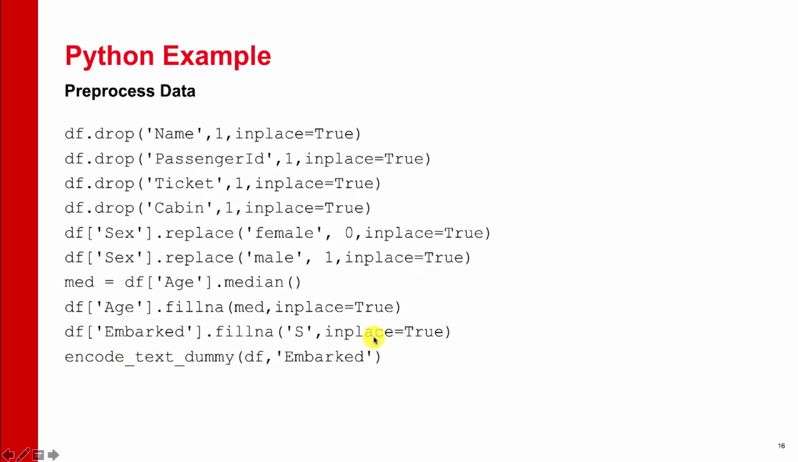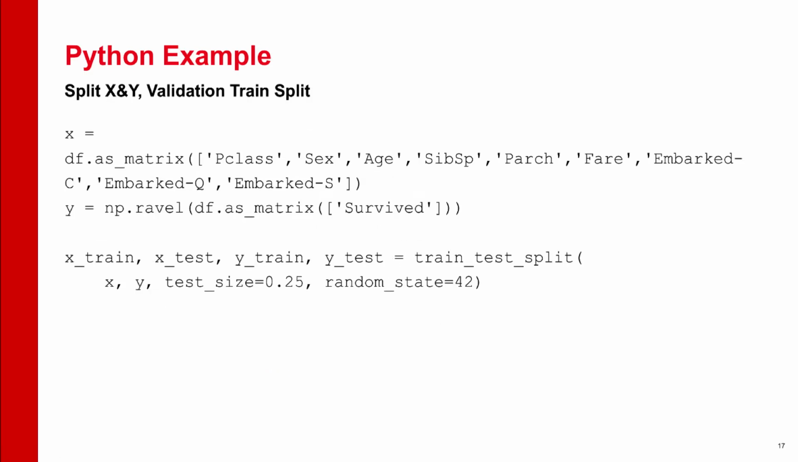Then I encode the text dummies for the port. You'll notice there are differences between the programming languages here as well. I specify what I am going to extract here. So I didn't necessarily have to drop those, but I just like to not have the extra data hanging around. And I convert the Y column into just a list of zeros and ones. Did they survive or did they not?